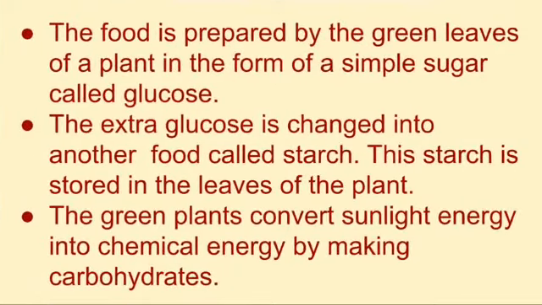The food is prepared by the green leaves of a plant in the form of simple sugar, which is called glucose. What happens with the extra glucose? It is changed into another food called starch. The extra glucose will convert into starch. This starch is stored in the leaves of the plants. The green plants convert sunlight energy into chemical energy by making carbohydrates. So we will see the image.